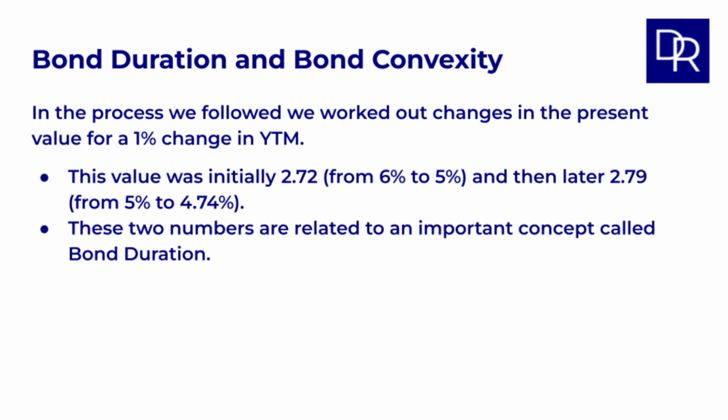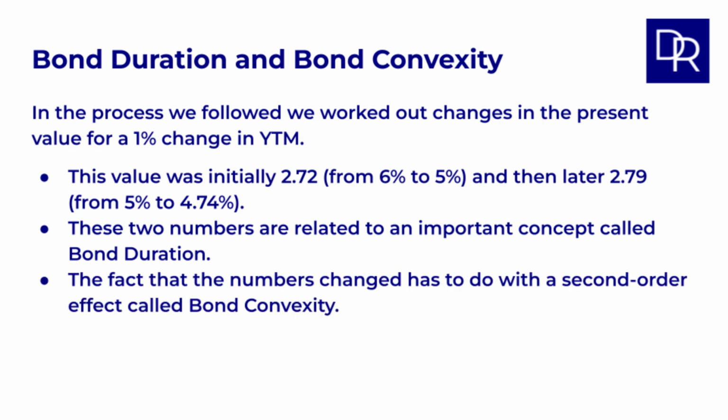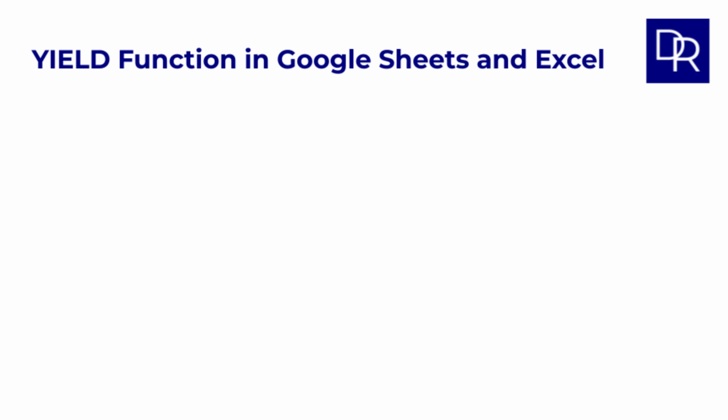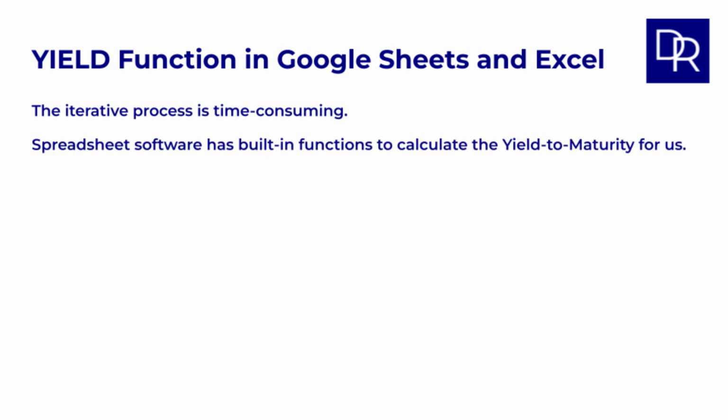These numbers are related to an important concept called bond duration. The fact that the numbers changed has to do with a second order effect called bond convexity. We will look at both bond duration and convexity in the next lesson. Now we saw that the iterative approach allowed us to get to the yield to maturity, and it only took a few steps. However, it can still be a bit time consuming. Thankfully, spreadsheet software has built-in functions to calculate this for us. Though it is important to know that behind the scenes, Google Sheets and Excel are also using the same iterative process as the one we used.